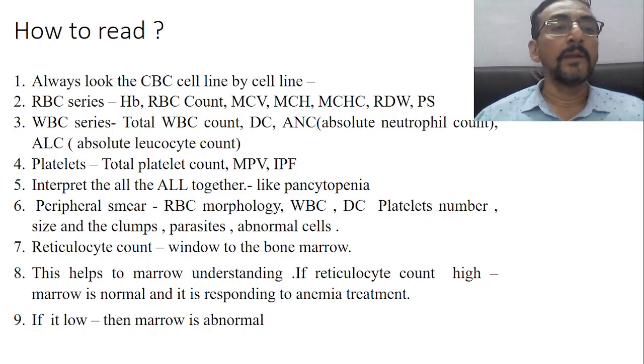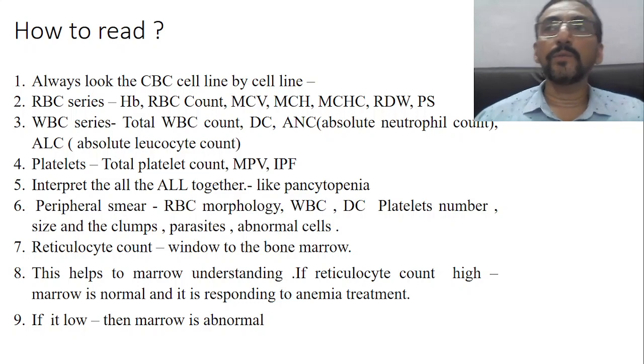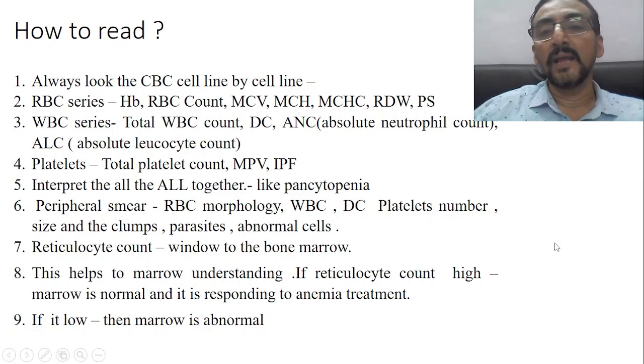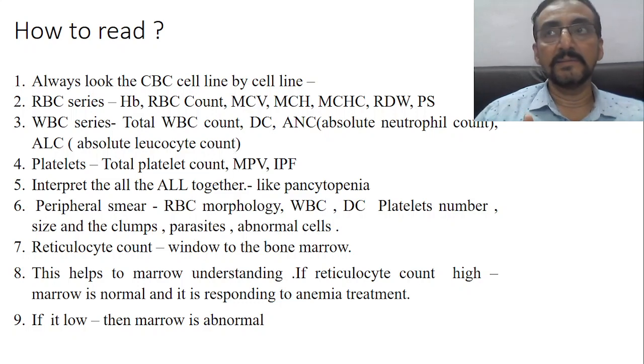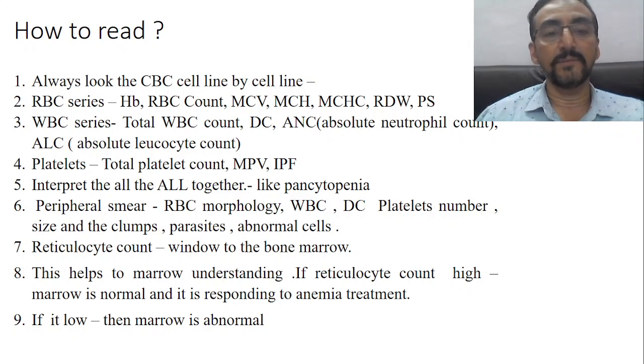Okay, now if you go for the WBC series, in the WBC series again we have total WBC count, differential count, absolute neutrophil count, ANC, and ALC, absolute leukocyte count. So these are the WBC series. Similarly in the platelets, we have total platelet count, mean platelet volume, and immature platelet fraction, IPF.